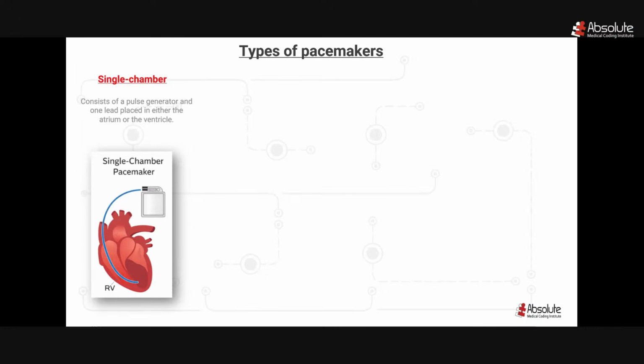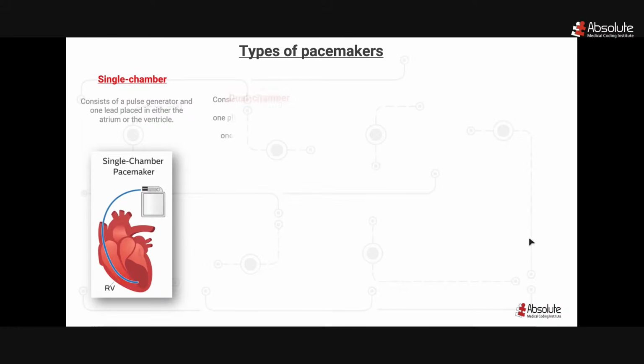All right, so let's start with the single chamber pacemaker. As the name says, single means only one lead. You can see that in the image as well. So it consists of one pulse generator and one lead placed either in the right atrium or in the right ventricle. All right. So remember, single chamber means one lead and one chamber.